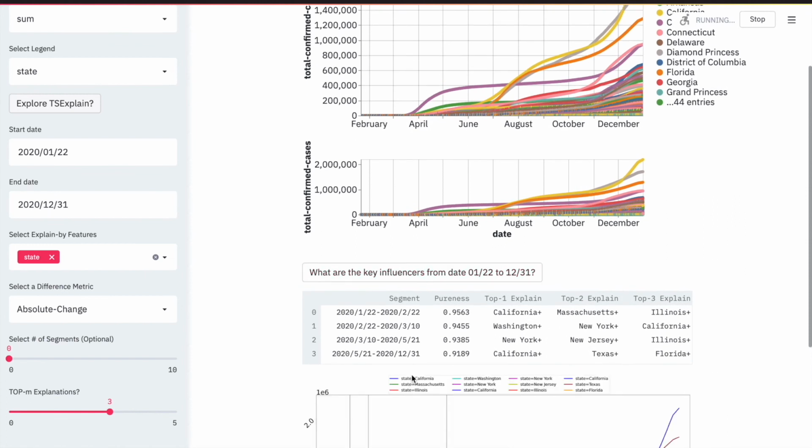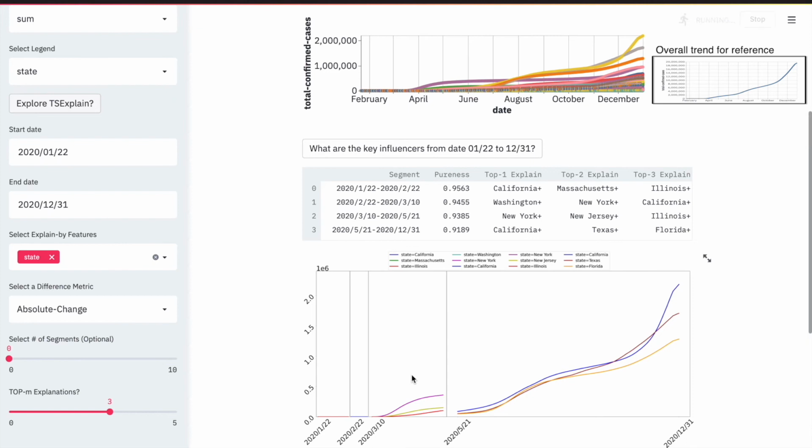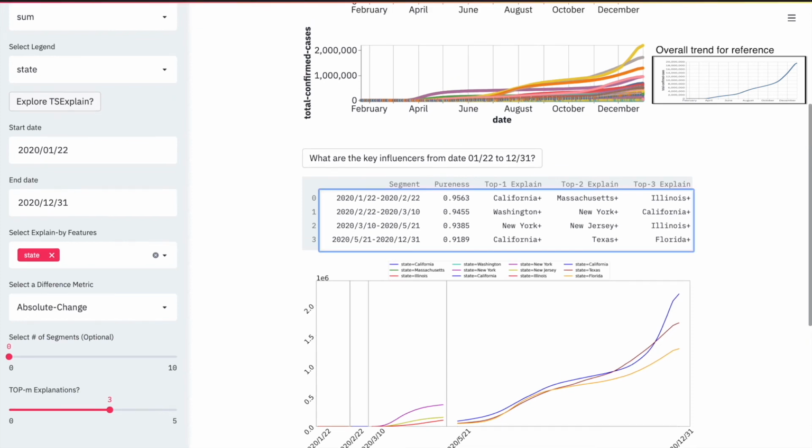The whole time series is segmented into 4 small segments, and each segment has a high pureness score. The early stage is California, and next Washington State rises. Later on, New York breaks out. From May 21st to December 31st, California, Texas, and Florida increase sharply. Note that when the y-axis is total confirmed cases, the top explanations in each segment are states that have a large number of newly confirmed cases, which is very different from the explanations when y is daily confirmed cases.